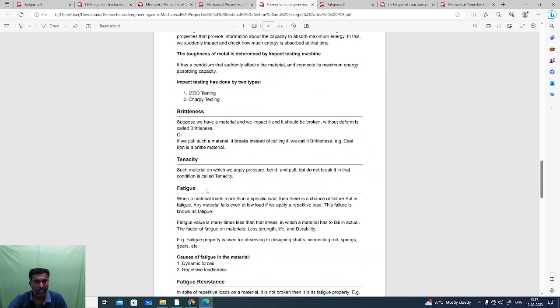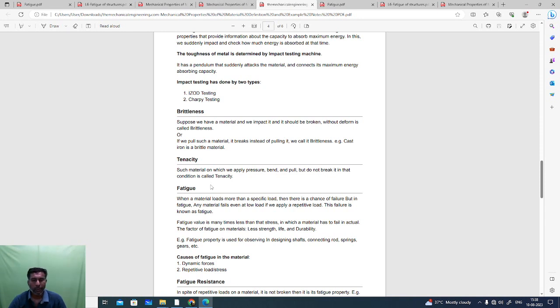Next one, tenacity. A material on which we apply pressure, bend and pull but it does not break in that condition is called tenacious. It can be any kind of load that is applied, but before breaking, it does not break. That is the tenacity.